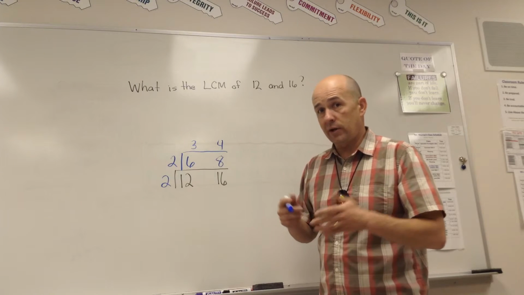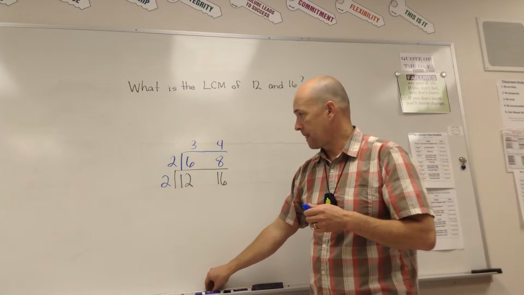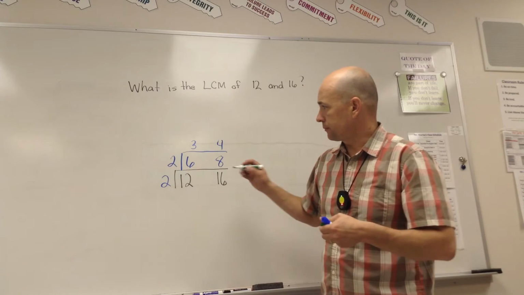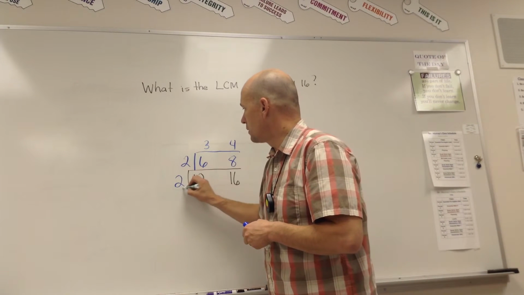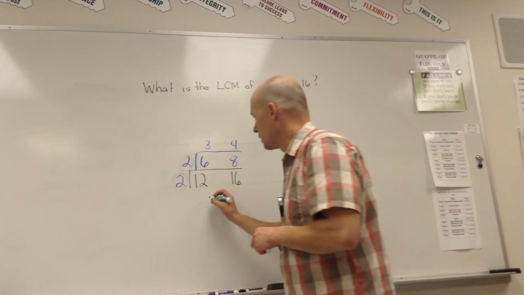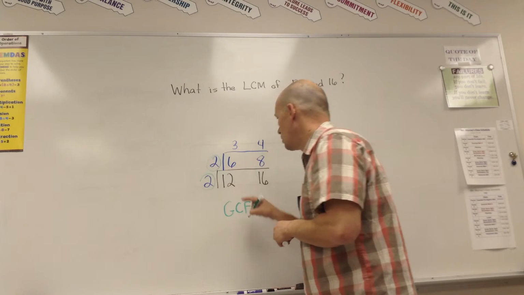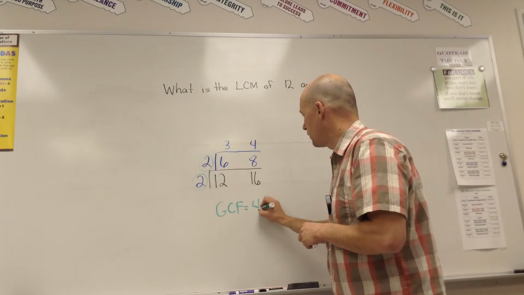Well, one thing we already know, just because of what we've been doing in class with our greatest common factors, is that the two numbers going up the side are going to give me my greatest common factor. The greatest common factor, or the biggest number that goes into both 12 and 16, equals 4.